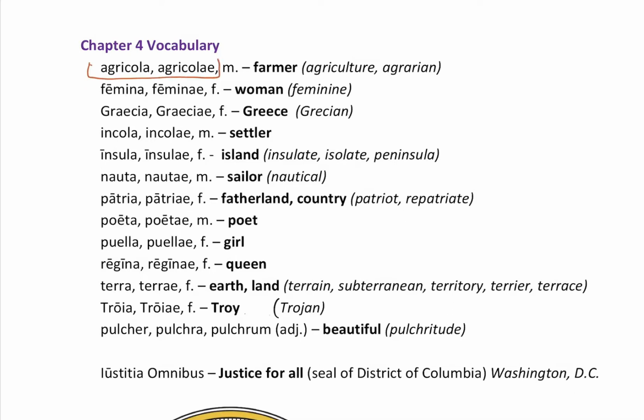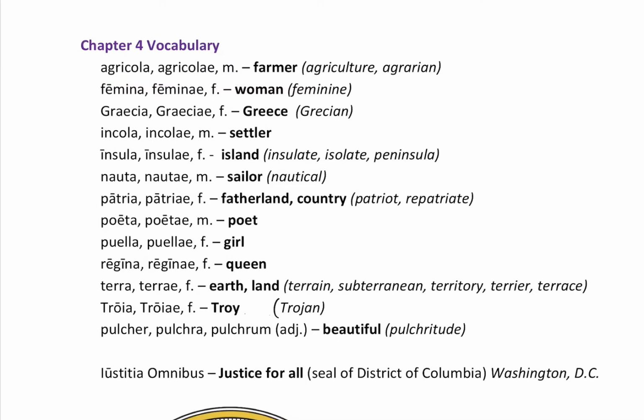In nouns, anytime you have a Latin dictionary or a Latin glossary, it's always going to show you 2 forms of the noun, and I will get to those in another video, but just know that that's what you're going to see. You will also see the gender of the noun always listed right afterwards as well. So the first one is agricola, agricolae.